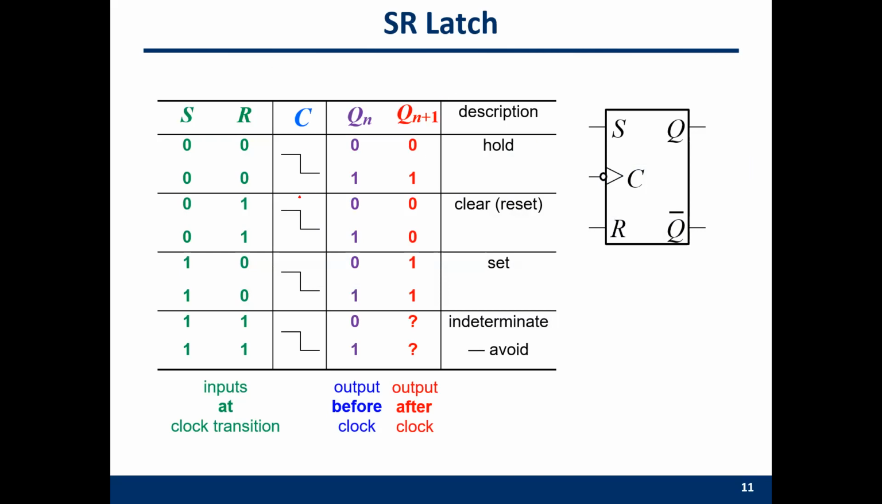Here is another truth table to summarize the relationship between the Q value in the n cycle and the Q value in the n plus 1 cycle. So you can see, for these 2 rows, this is a hold. For these 2 rows, it's a reset. For these 2 rows, it's a set. And these are the risk conditions you need to avoid.